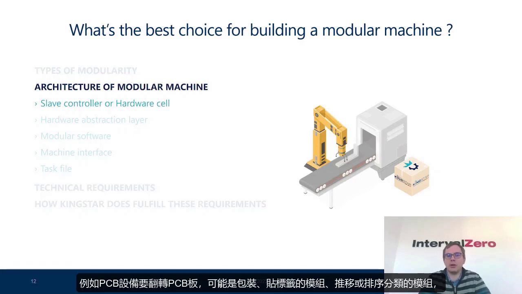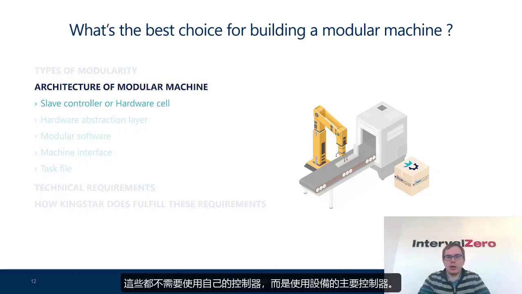If you need to flip the board, or in packaging, a module to do some labeling, to do some pushing, to do some sorting. So this doesn't need a controller. It uses the main controller of the machine.